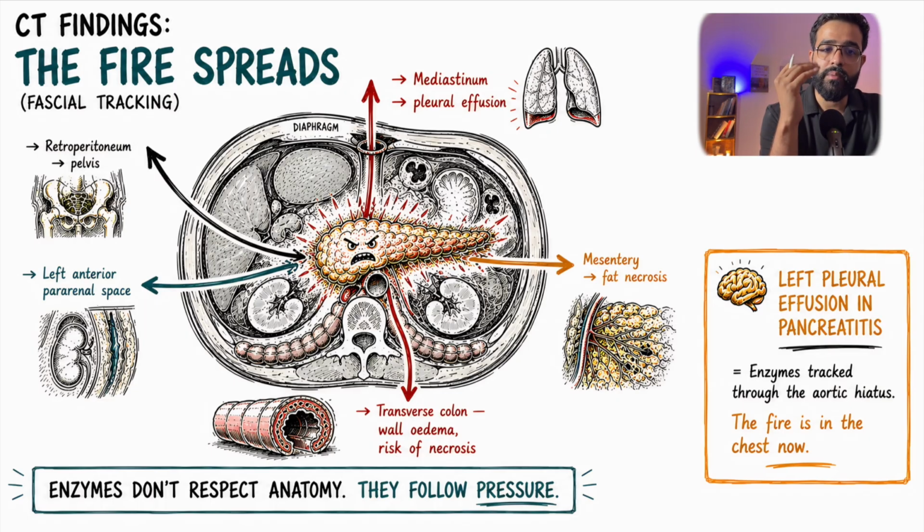The pleural effusion, mediastinal inflammation. Left-sided pleural effusion in pancreatitis means enzymes are tracking via the aortic hiatus. It's a marker of the disease severity. It means the fire has spread beyond the abdomen, and it explains why your patient has hypoxia, not just from the ARDS, but from the effusion compressing the left base.